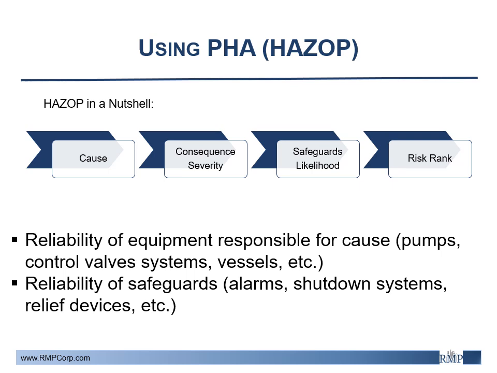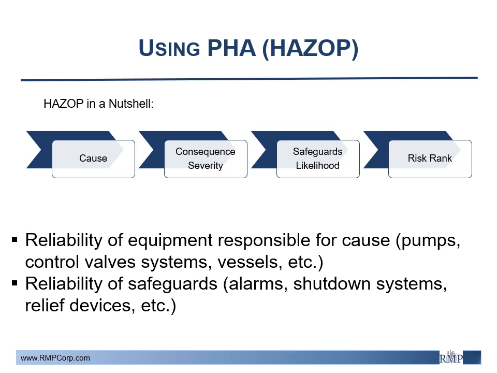HAZOP starts with a cause, typically a specific piece of equipment failure or a valve misposition. We look at the safety or environmental consequence of that and give it a severity level. We look at any safeguards against this consequence. The next thing is getting a likelihood, taking into account the reliability of equipment responsible for the cause, whether that's a pump, control valve system, or vessel, and the reliability of our safeguards, alarms, shutdown systems, relief devices, and so on.